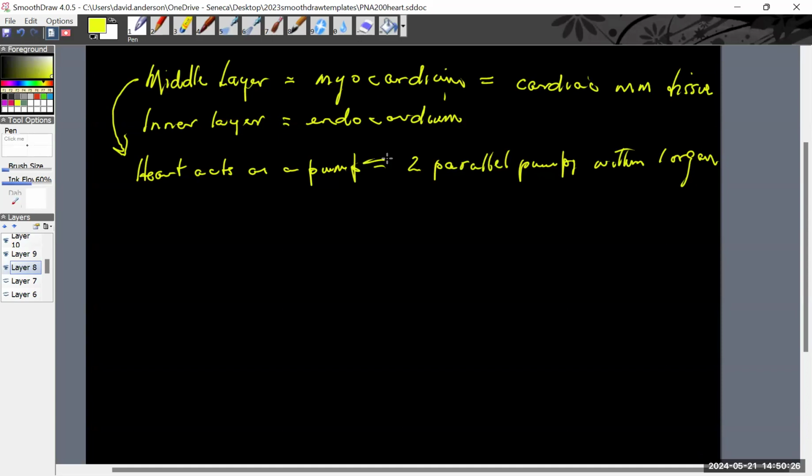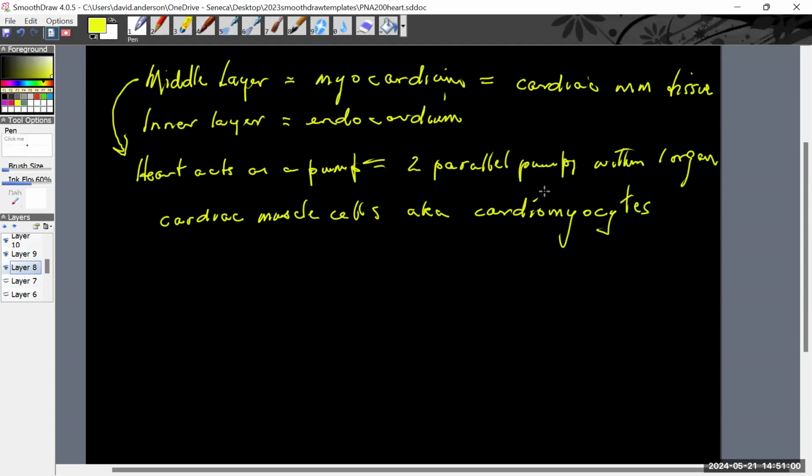So if we're going to act like a pump, that means we're going to have the capacity to contract. And that's going to be the responsibility of this middle layer, the myocardium. And the myocardium is made up primarily of cardiac muscle cells, also known as cardiomyocytes. That's saying the same thing two different ways.